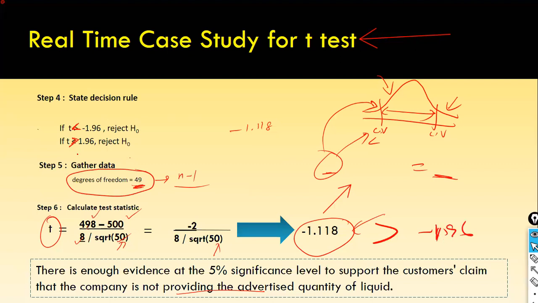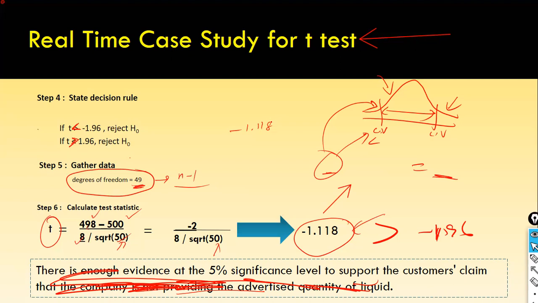These are the standard values for a two-tail test. So we failed to reject the null hypothesis. That means there is not enough evidence to support the claim that the company's energy drink cans do not contain the advertised quantity. Sorry, what I said earlier, that the company is not providing it, was wrong because of a calculation mistake. So we don't have enough evidence to support the claim that the cans do not contain the advertised quantity.